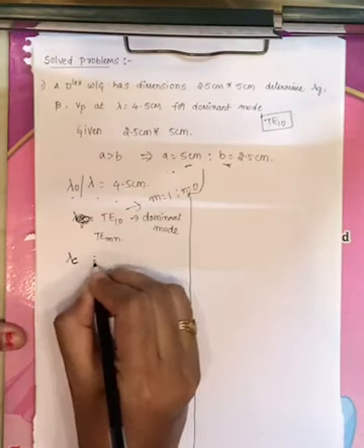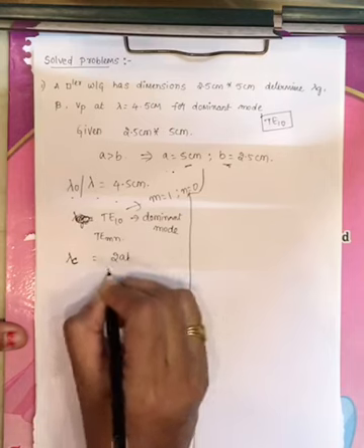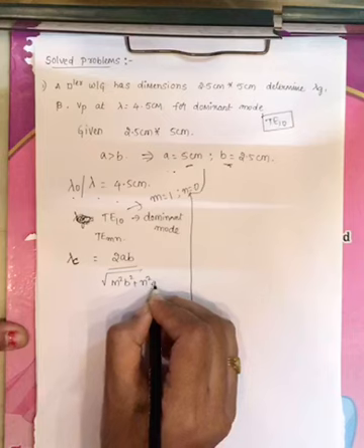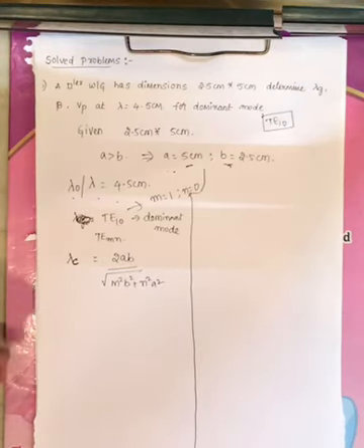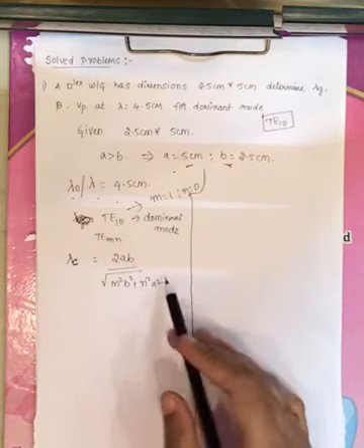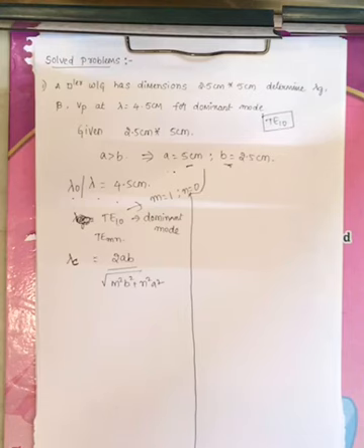Now calculate the cutoff wavelength. What is the cutoff wavelength formula? 2ab by under root of m squared b squared plus n squared a squared, right? If you don't remember this, first calculate Fc, then lambda c equals c by Fc, where you can find the cutoff wavelength. Both ways are possible. But if you remember the formula, you can directly calculate these values. The lambda c formula is 2ab by under root of m squared b squared plus n squared a squared.